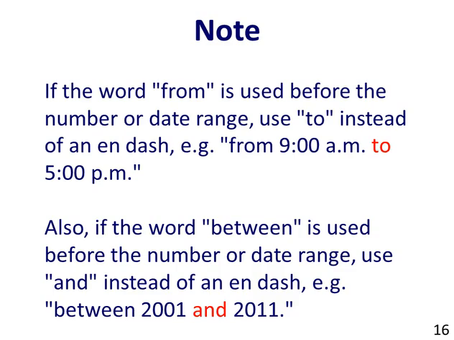Note, if the word from is used before the number or date range, use to instead of an n dash. For example, from 9 a.m. to 5 p.m. Also, if the word between is used before the number or date range, use and instead of an n dash. For example, between 2001 and 2011.